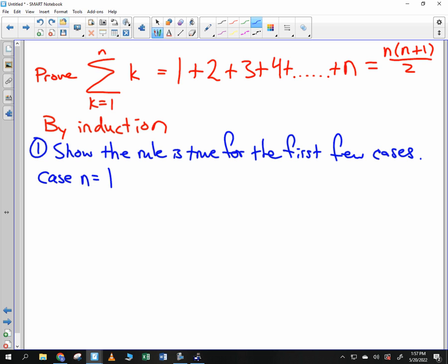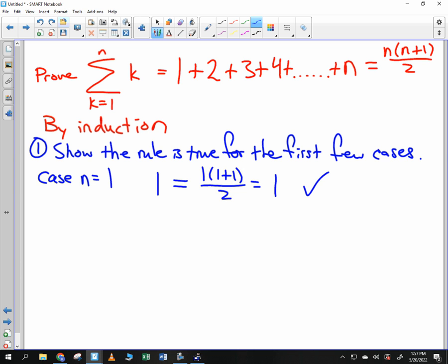1. So let's try. We're going to say 1, is that equal to? Now, how many numbers did we add up? 1. So we'll plug in 1 for n. 1 times 1 plus 1 divided by 2. Are those two expressions the same? So this formula works when we've just added up the very first number. We get 1, we are good to go.